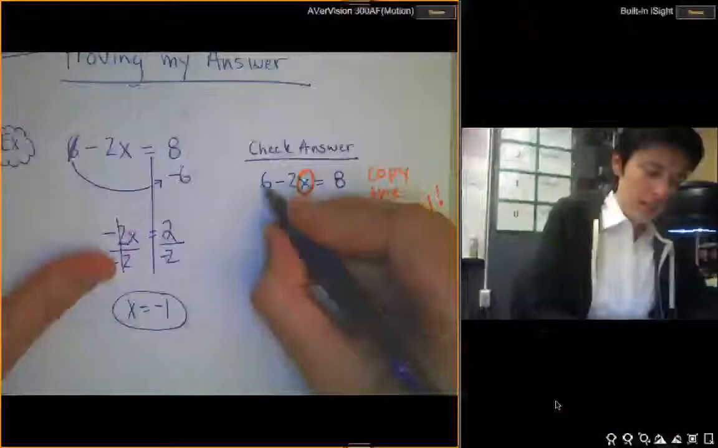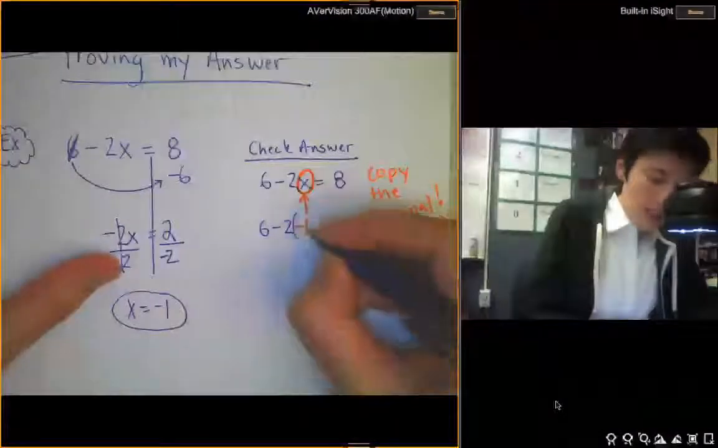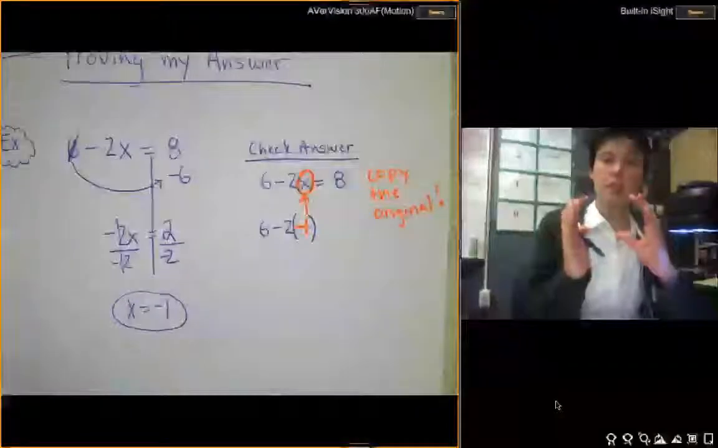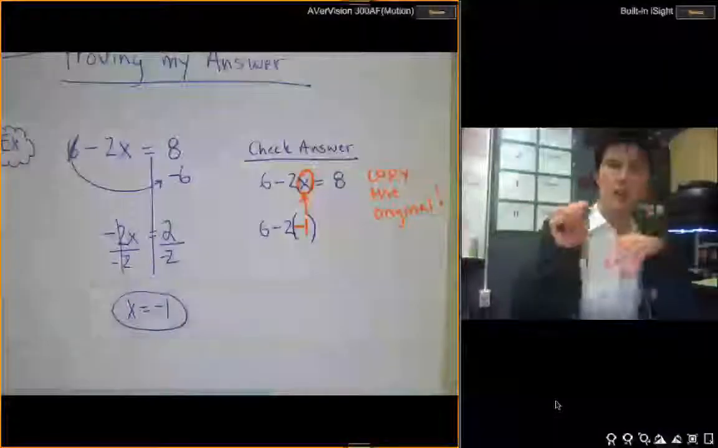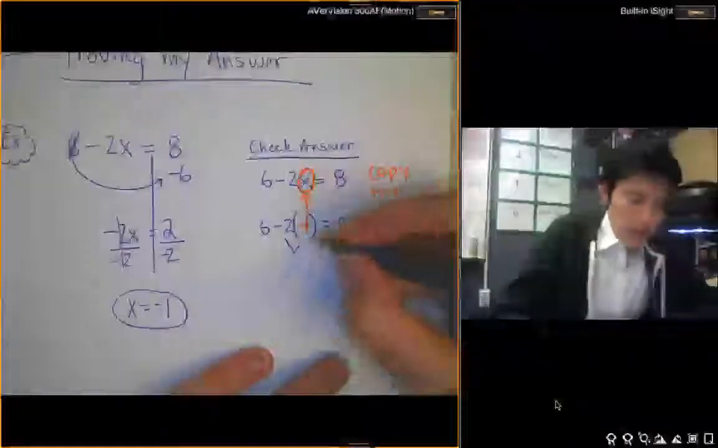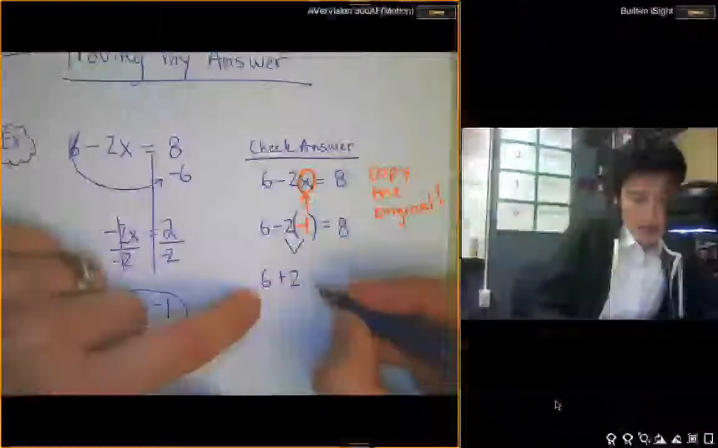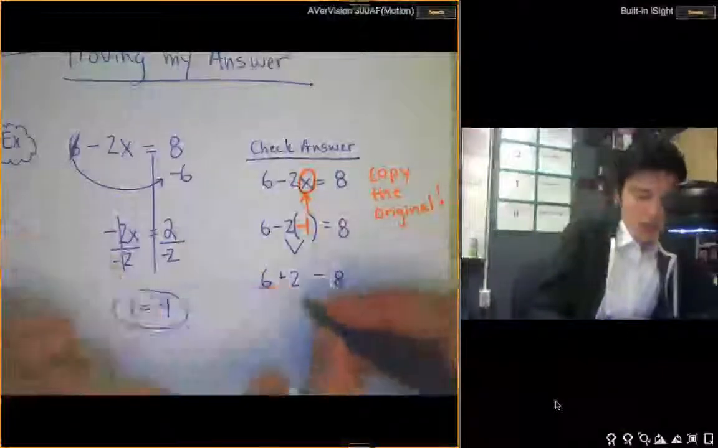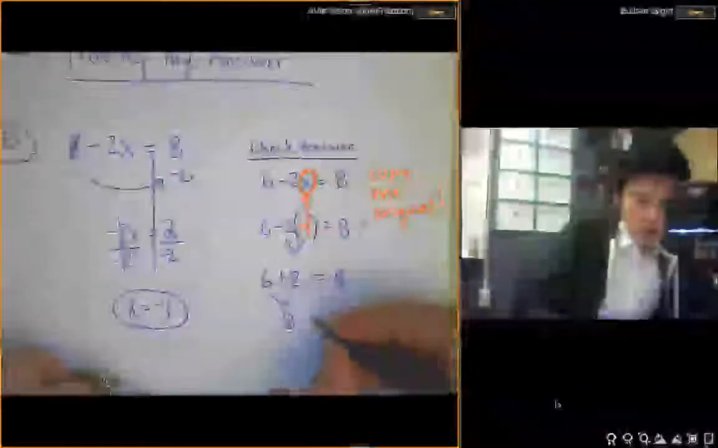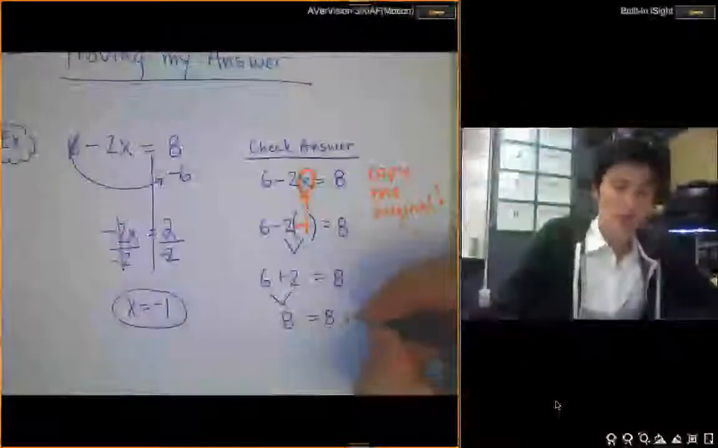So my 6 subtract 2x is now 6 subtract 2 times negative 1. I'll use parentheses to show that, look, I replaced the x. Now I have a negative 1 right there. Equals 8. Okay, now I got to do my math. Minus 2 times a negative 1. A negative 2 times a negative 1 is a positive 2. So I have 6 plus 2 equals 8. And sure enough, 6 plus 2, yep, that's 8. 8 is equal to 8. Awesome, I must have done this correctly. 8 does equal 8. Check.